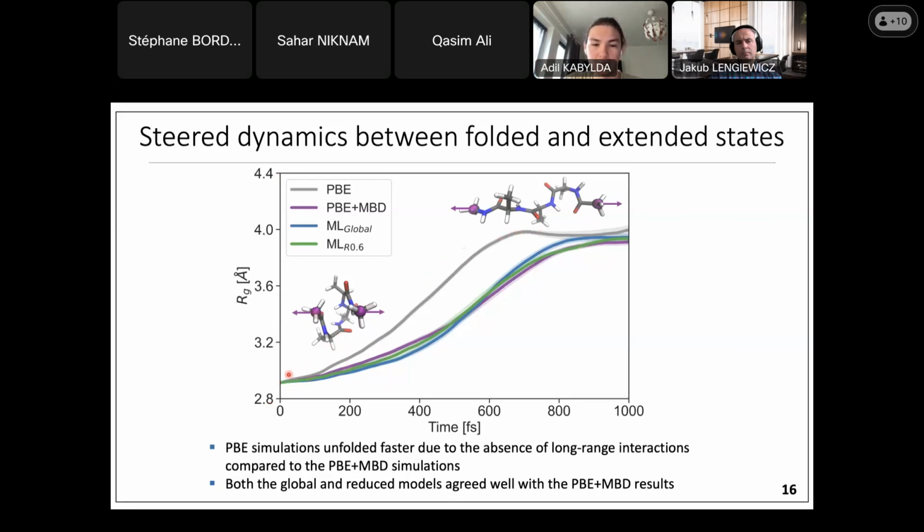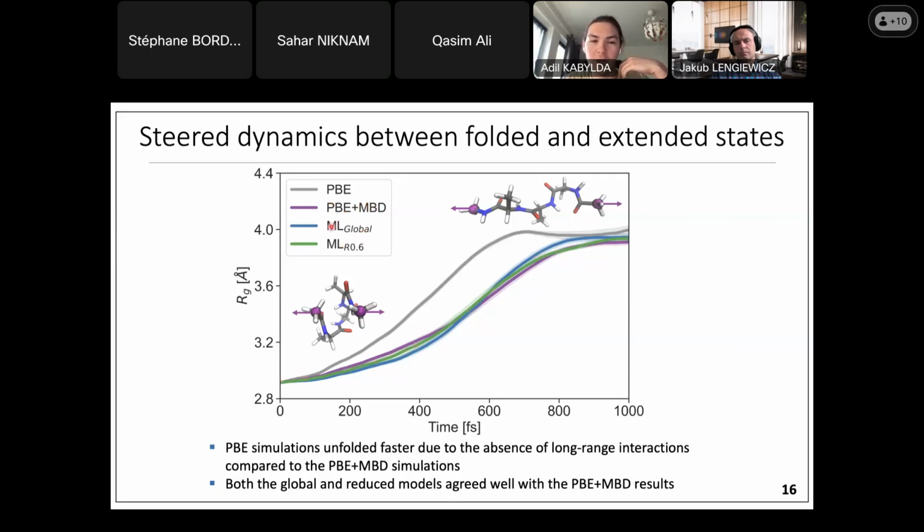And when you do it without long-range interactions in the reference level, the molecule unfolds faster, because the long-range interactions are more often attractive. So they try to keep the molecule folded. So that's why it's easier to unfold. When you have DFT plus MBD, meaning density functional theory plus this long-range correction, it takes a longer time to unfold.